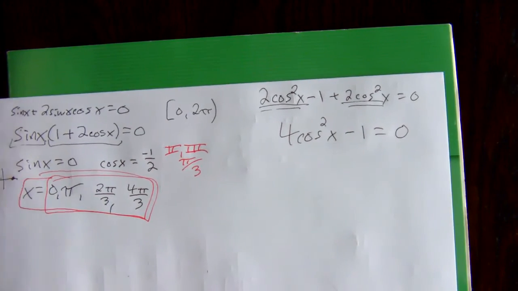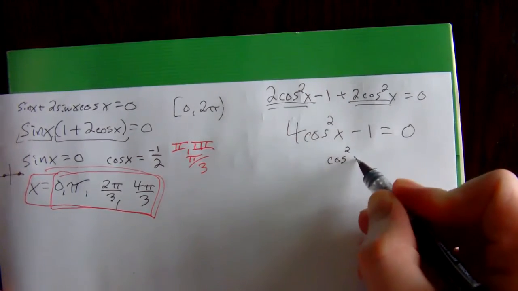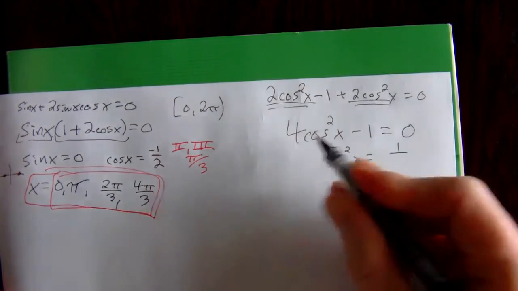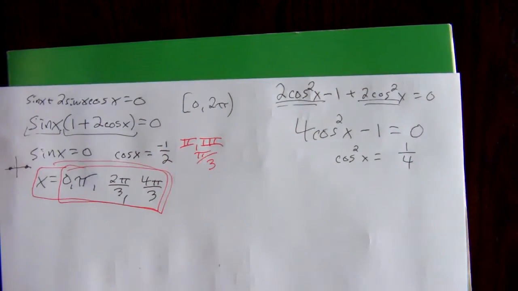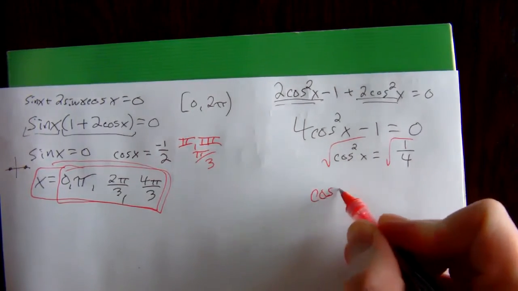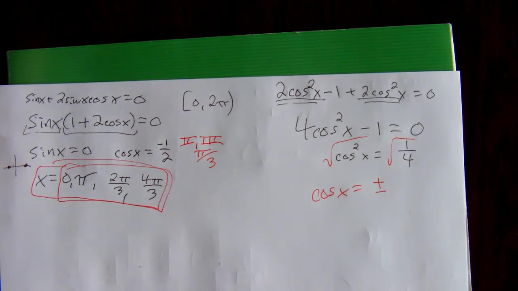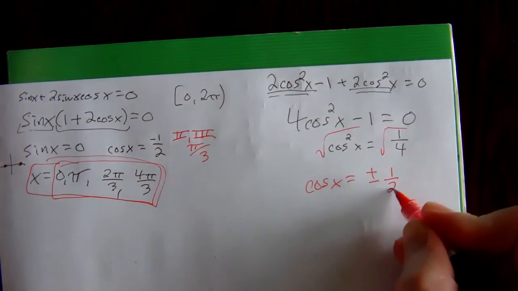And then we're going to isolate that trig function, get that cosine by itself. So we're going to move the 1 over. I'm going to add 1 to both sides. I'm going to divide both sides by 4. And then to get rid of the 2, you're going to square root both sides. And please remember, whenever you square root both sides, you have to remember the plus or minus. Then we can square root the top and the bottom. The square root of 1 is 1. The square root of 4 is 2.